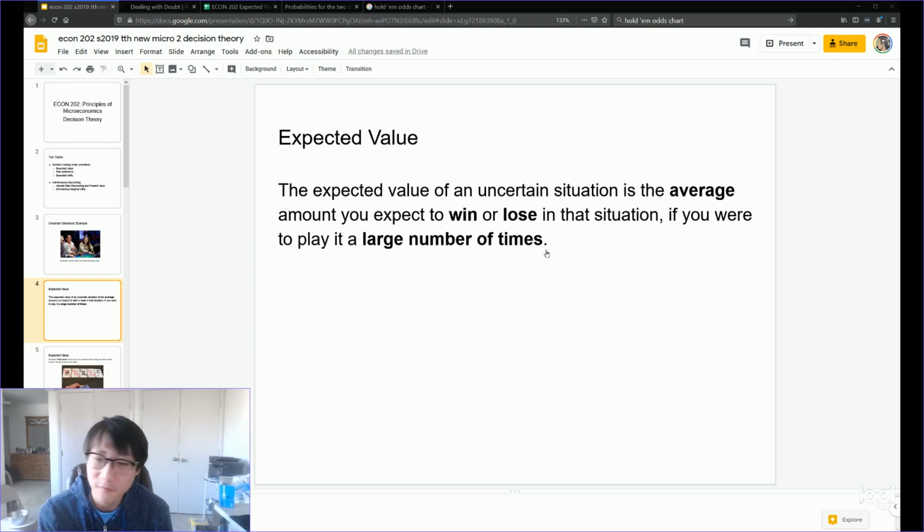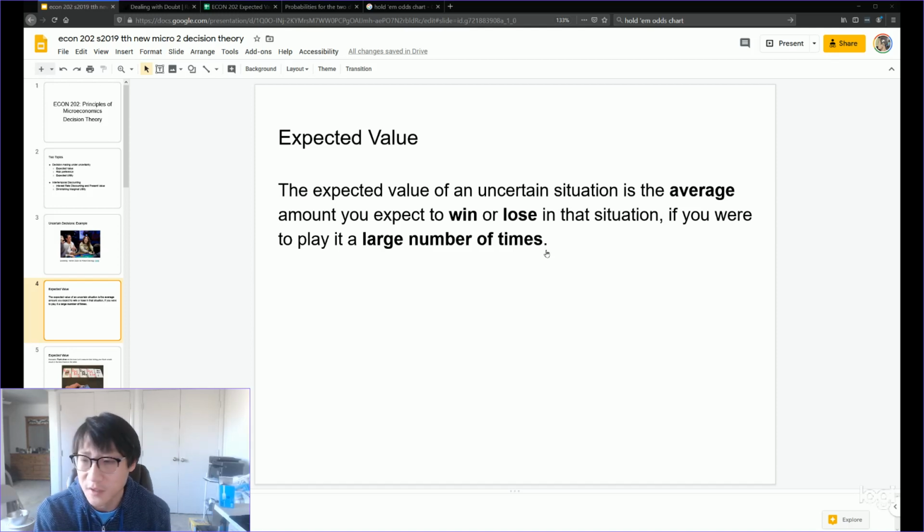So first of all, what is the expected value? The expected value is a number. It's something that can be computed mathematically in a given uncertain situation. And what it is, it's the average amount that you would expect to win or lose from that situation if you were to replay that situation a very large number of times.